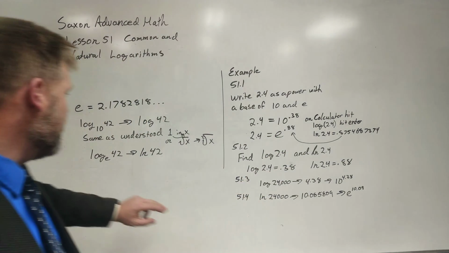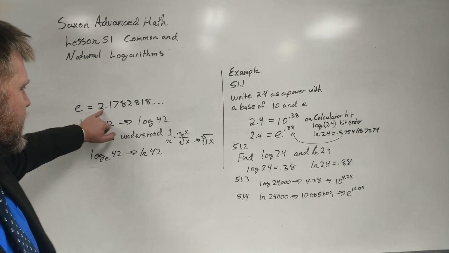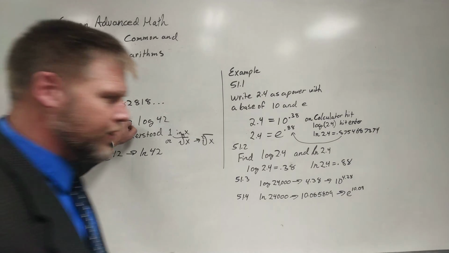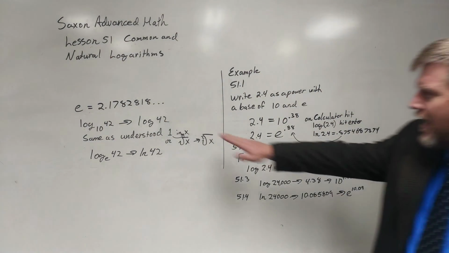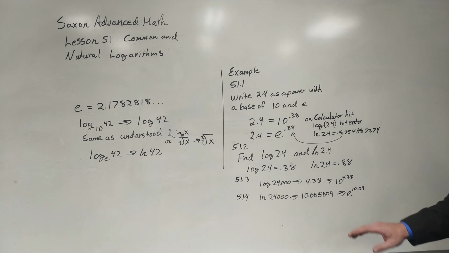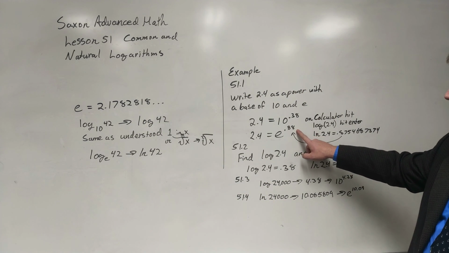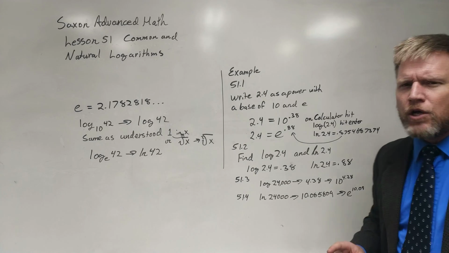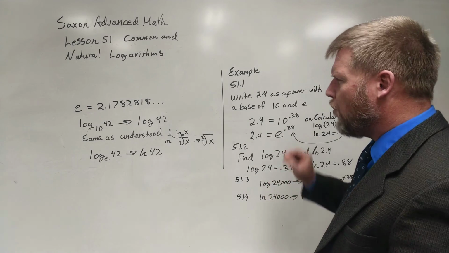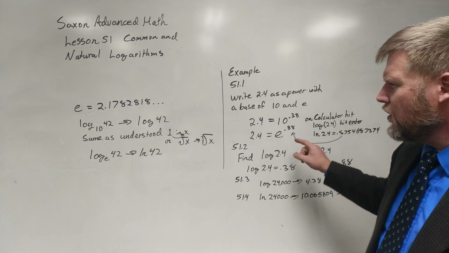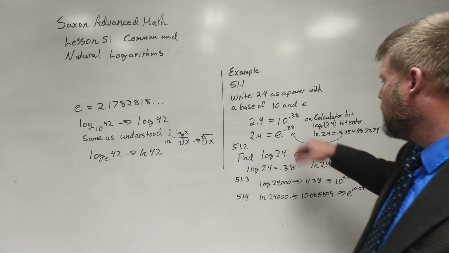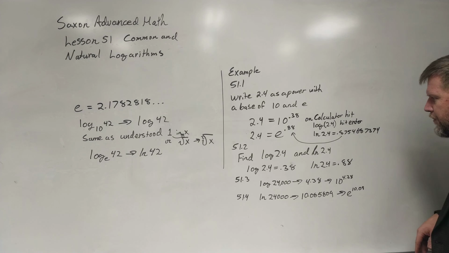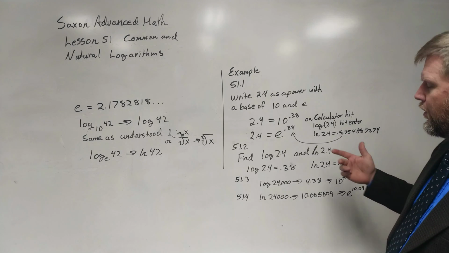Now, if I remember right, e is just going to be 2.718 continually. This is a really nasty number to try to work with. But what I'm saying is this number raised to the power of 0.88 is 2.4. So it's not quite raised to a whole power of 1. It's a little less than that, and that's where we get this. So e raised to the 0.88 power is going to give me 2.4.